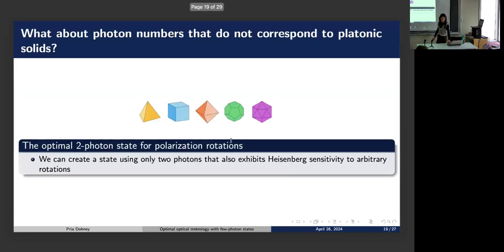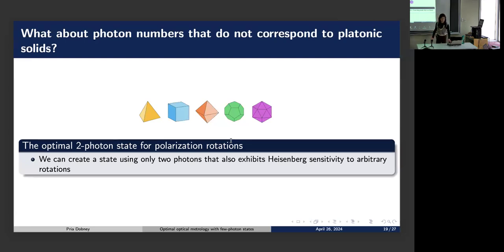So now we're asking a question: what about photon numbers that don't correspond to these regular polyhedral platonic solids on the Bloch sphere? So these are numbers that you can't represent as the Majorana representation of these nice regular polyhedra. So numbers like 2, 3, 5. We've started thinking about whether there is a two-photon state that also shares these super sensitive and nice symmetric properties as the tetrahedron for estimating the polarization rotation.